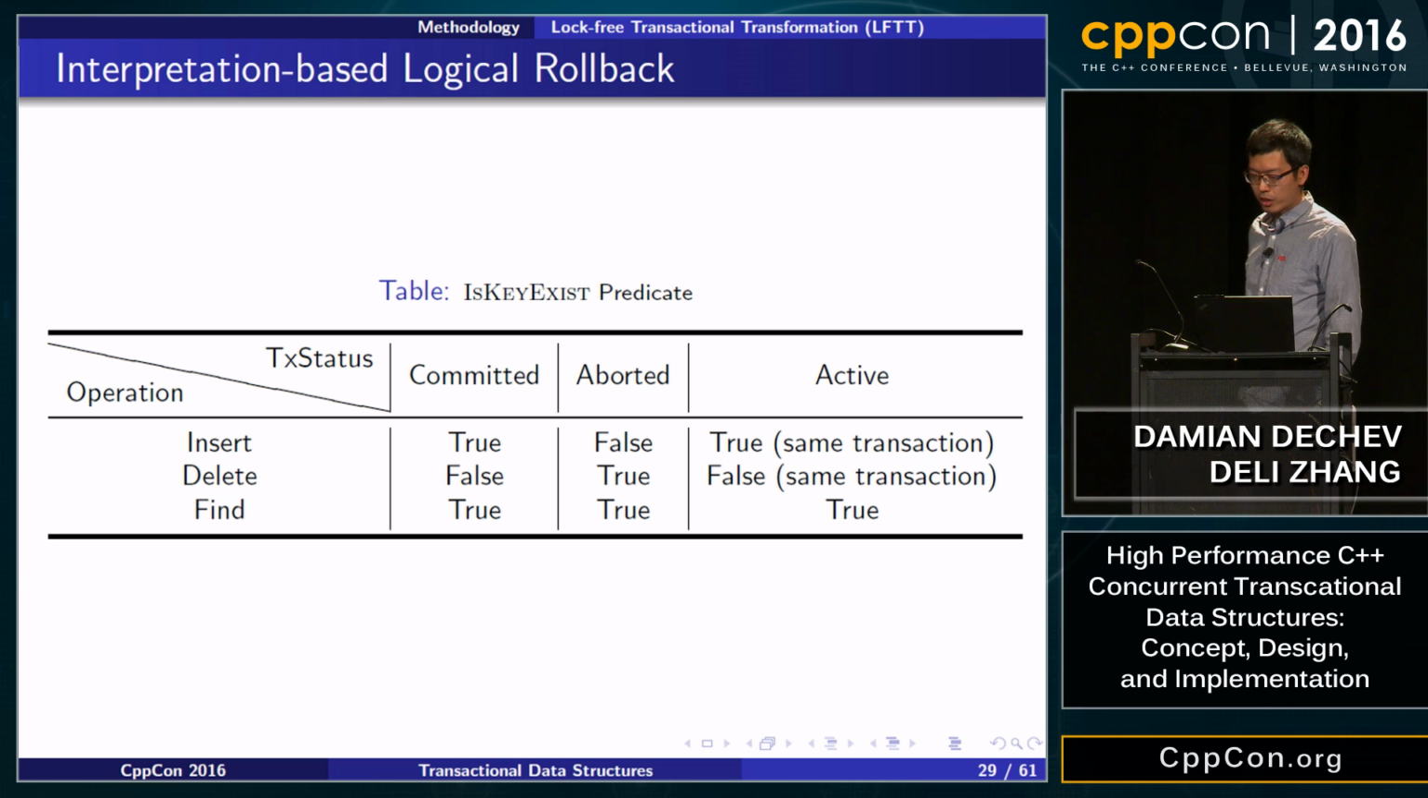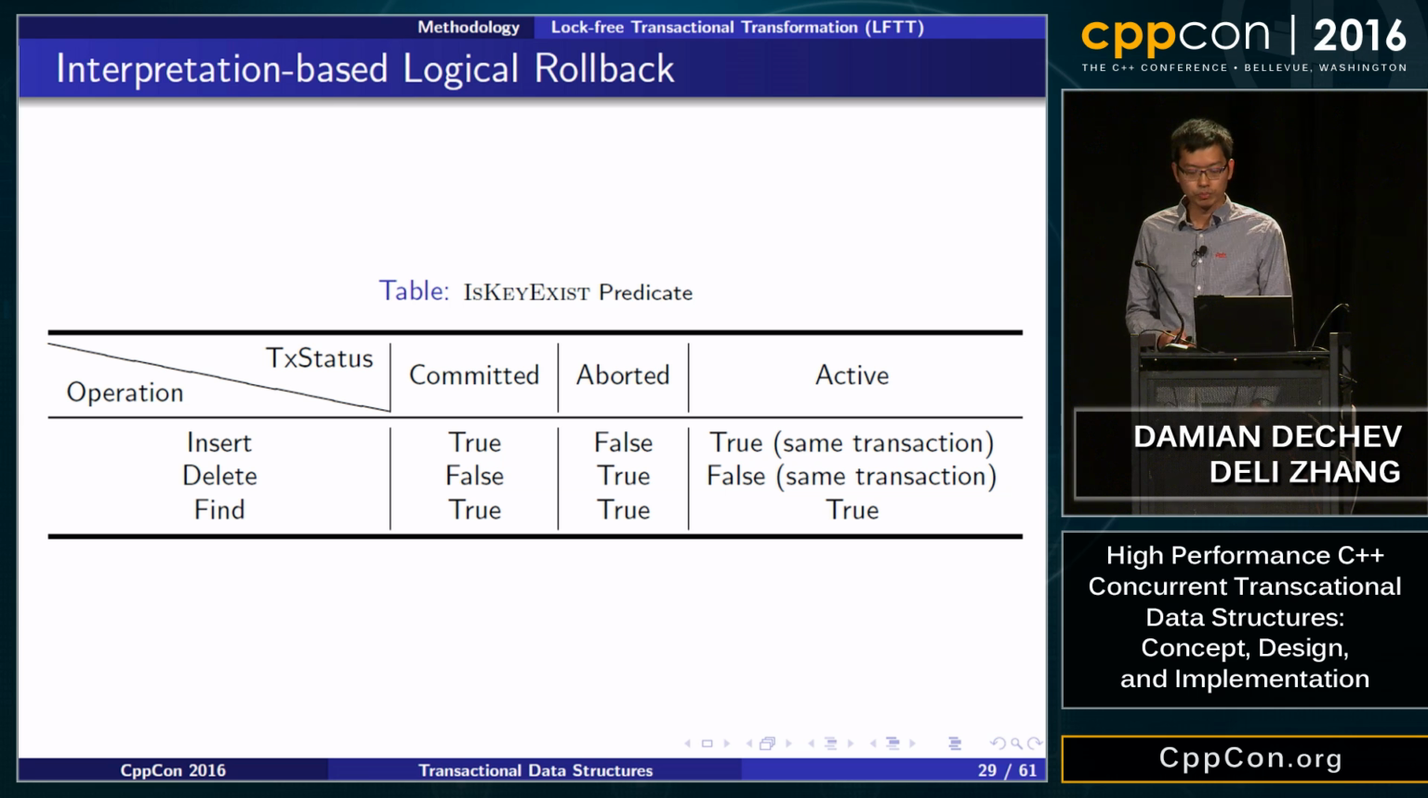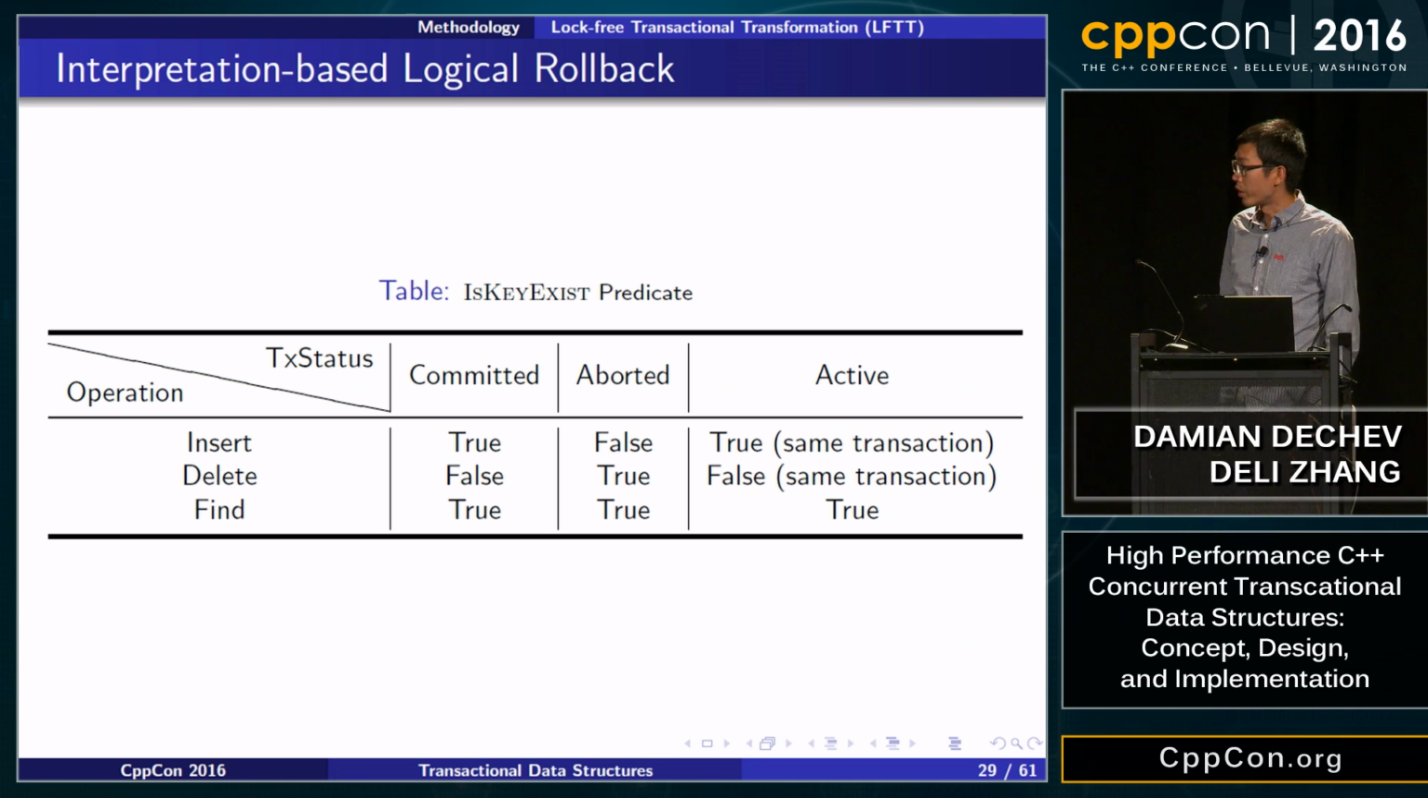So for an insert function, if the previous transaction is committed, we think the key is present in the set. An aborted transaction means the key does not exist. And for active transactions, we only consider the key to be present in the set for the operations in the same transaction. The interpretation for a delete operation is exactly the opposite. And the interpretation for a find operation is that we think the key is always present, because this is a read-only operation and will not change the status of the key.